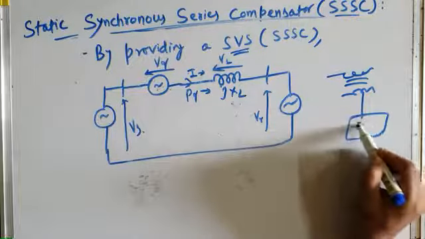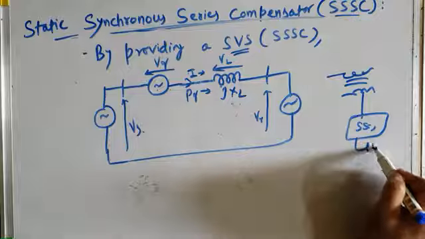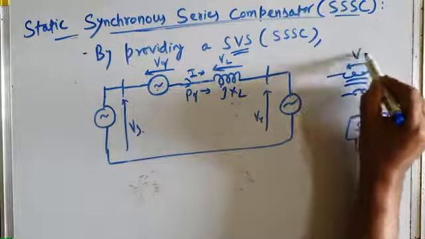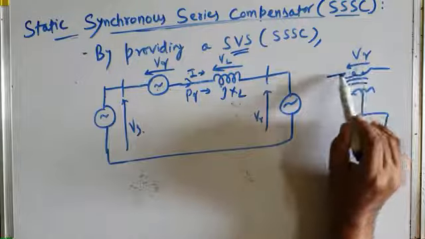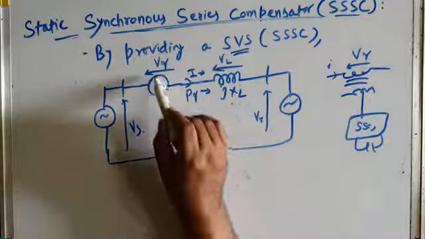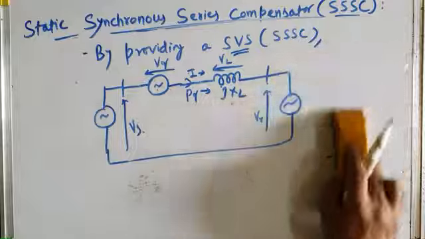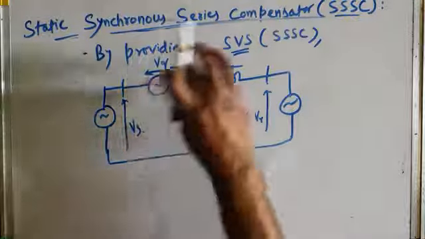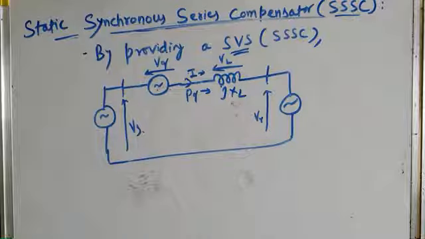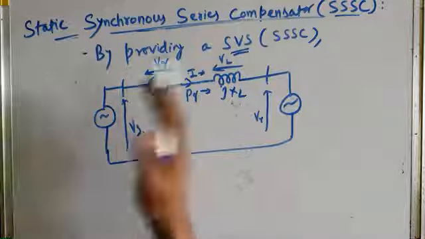This is the SSSC converter, which converts DC into AC voltage, and with the help of this injection or coupling transformer, it is injecting a voltage VQ in series with the transmission line. So this VQ is the injected voltage by SSSC. Okay, now again you can look at it from the point of view of line reactance. What happens to the overall line reactance?